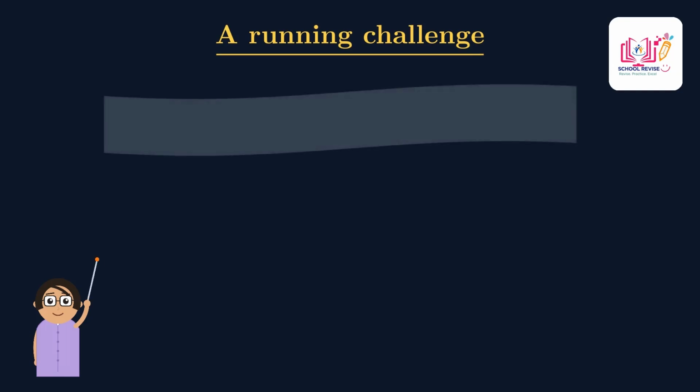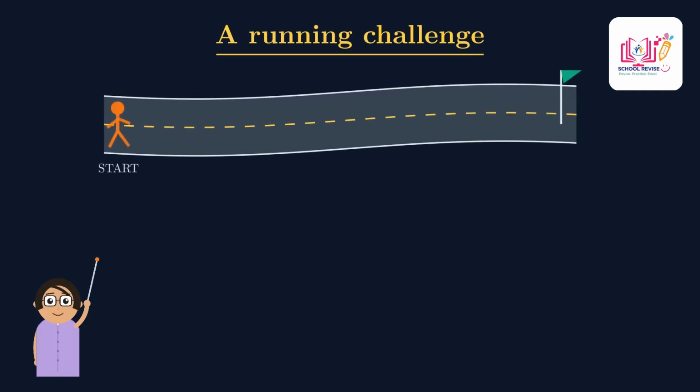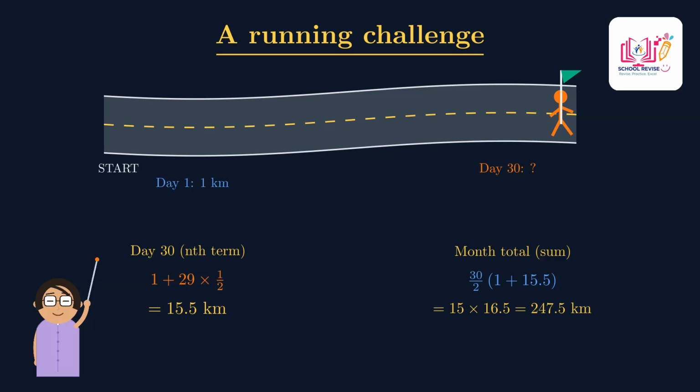Now, a real one. You start a running challenge. On day 1, you run 1 kilometer. Each day after that, you add half a kilometer. Two questions. How far do you run on day 30? And how many kilometers in the whole month? Day 30 uses the nth term, 1 plus 29 times a half, which is 15 and a half kilometers. The month total uses the sum, 30 over 2 times (the first plus the last), 15 times 16 and a half, which is 247 and a half kilometers. The same two tools. A real goal.